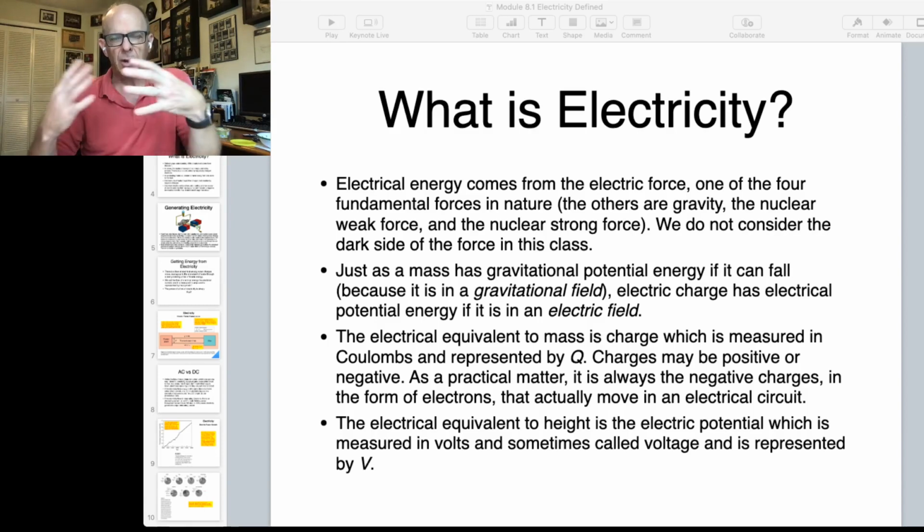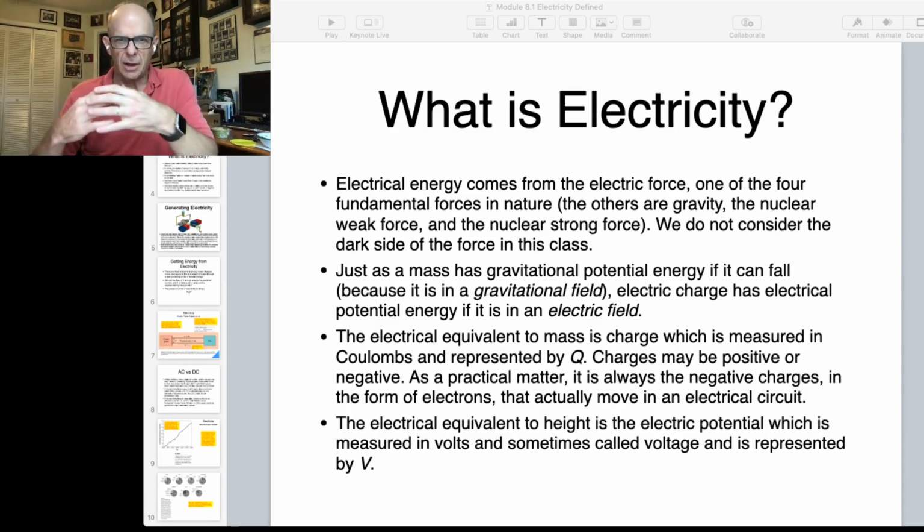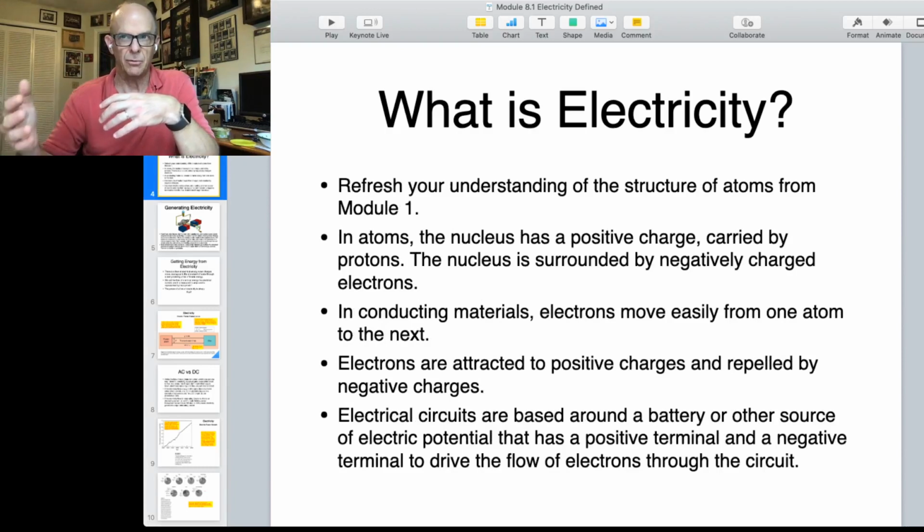Because we described electricity before we really knew what it was at a subatomic level, we talk about electric charge moving as positive charge moving, but it's actually the negative charges, the electrons, that move. They're the things that are physically moving. It doesn't really matter for our purposes.